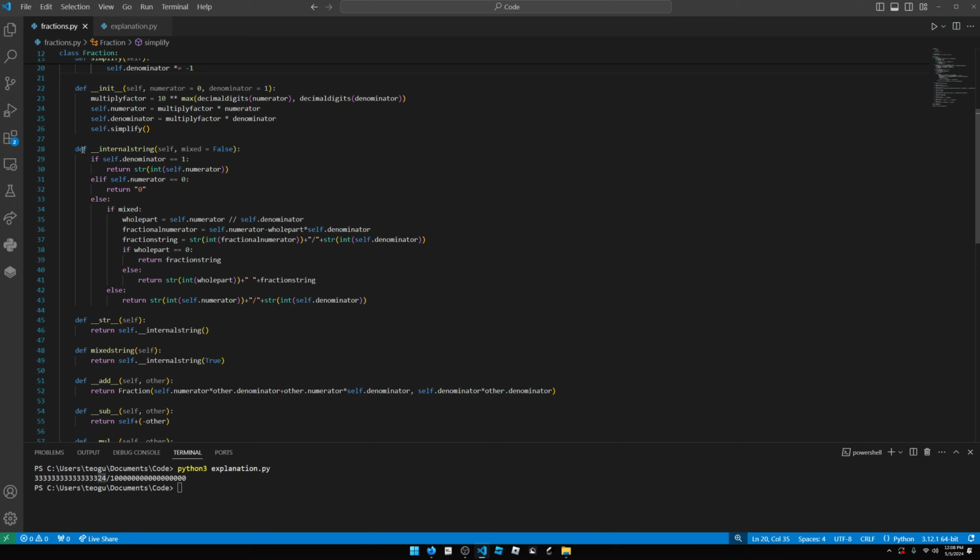Anyway, internal string. This is the internal function that converts a fraction to a string when printing it out, and this just calls that function. It literally just calls it to print. So if the denominator is 1, then it's not a fraction, so it just prints the numerator. If the numerator is 0, it just prints 0 because 0/3 is not how you write it. You just write 0.